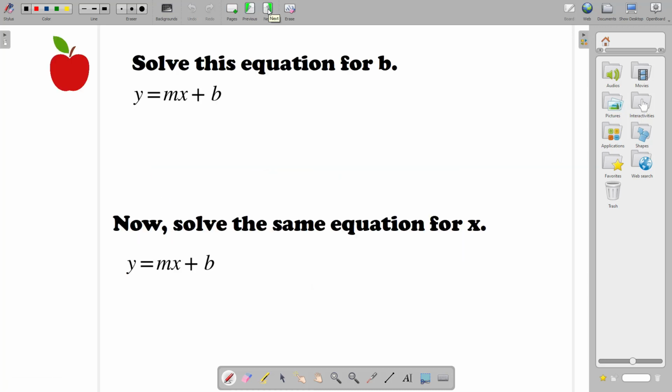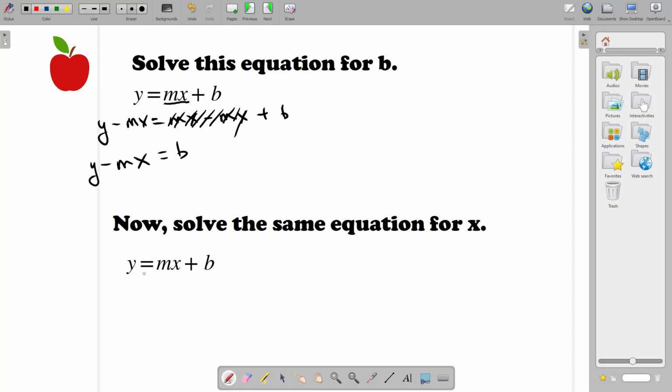Here's a couple of examples. Let's take y equals mx plus b, and we're going to solve it for b. So the mx term is being added to the b, so I'm going to subtract mx from both sides. And here the mx terms add out. I'm left with b. And over here on this side, y minus mx. So solving for b, we got b by itself, everything else on the other side of the equal sign.